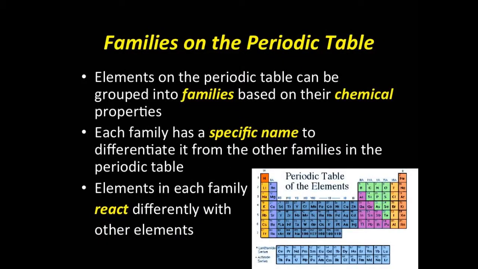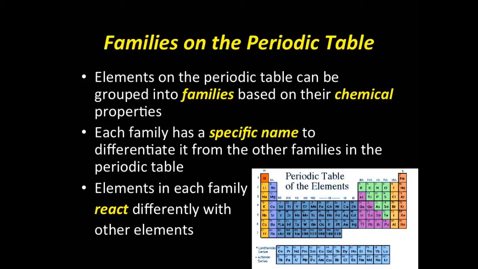So this organization scheme we call families or groups. Elements on the periodic table can be grouped into families based on their chemical properties. These groups are these columns, as you can see. Now we're going to look at 8 different groups. And each group has a specific name and a specific number. The number actually holds more importance, as it will tell us something useful about the atom.